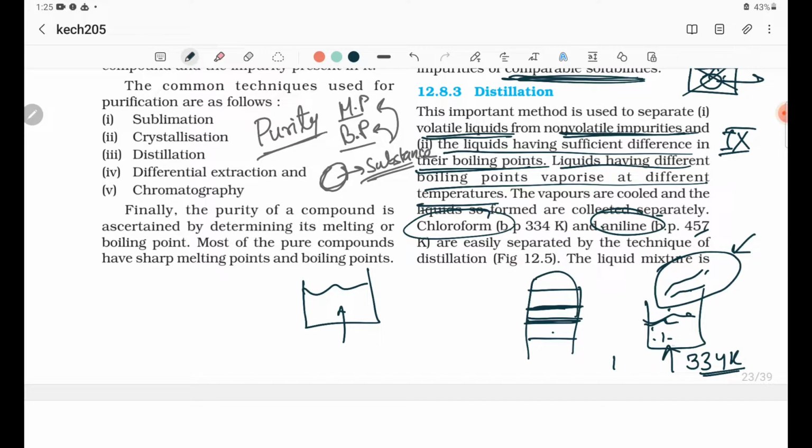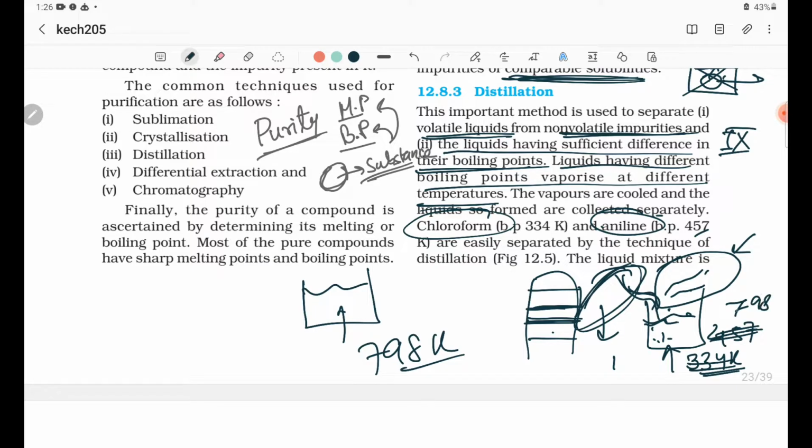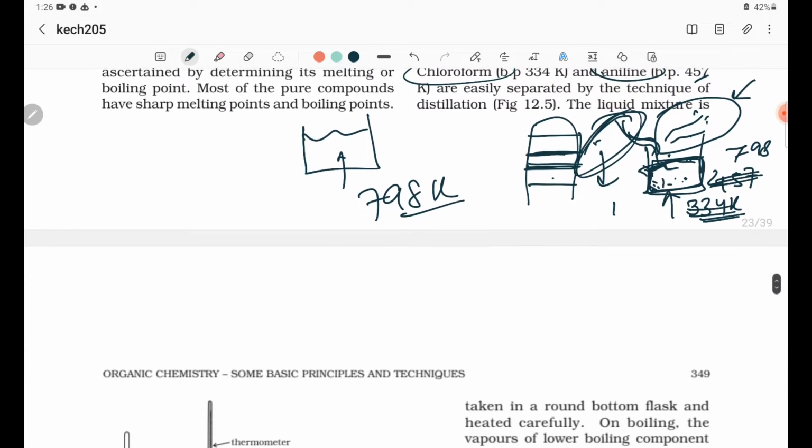Suppose both are there; now it is containing aniline, I don't need to do anything. Suppose it is containing something else more. Then I will heat again, and that boiling point is 798 K suppose. I will keep on heating. Now the temperature has reached 457 K. Again some vapors will come out. We will collect them separately. Now this will be aniline. We will keep on heating, and now it has reached 798 K. The remaining which is left is the residue. So 3 got separated. This is the concept of distillation.